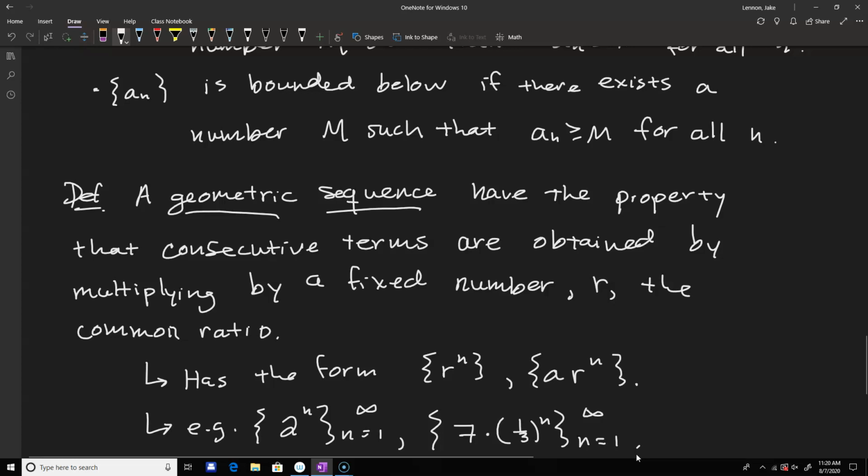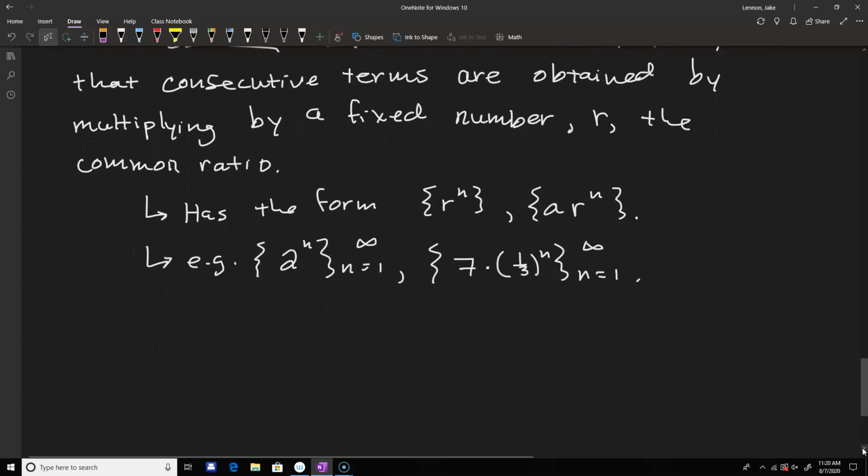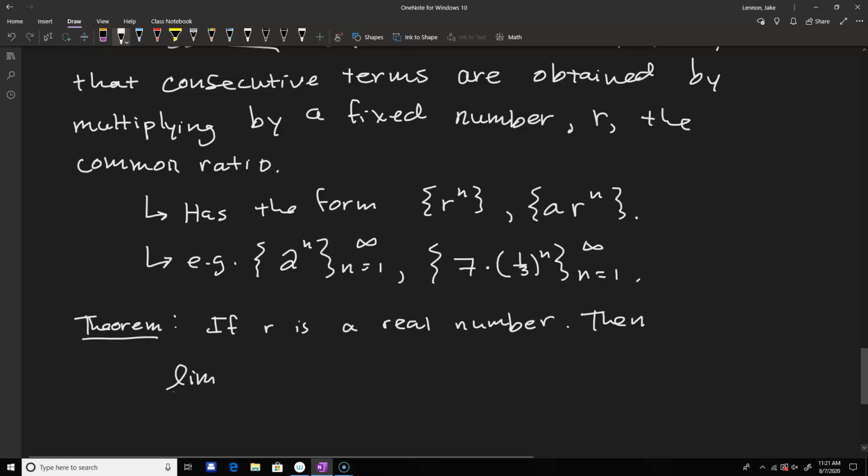And geometric sequences are going to be very nice because we can always tell their limits very easily. It's either going to go to 1, 0, or will not exist. This is a theorem that is not so hard to prove and should be pretty obvious to you. So if r is a real number, there's only a few possibilities for the limit of a geometric sequence. And soon we'll see that these are nice for infinite series as well, because we can find their limits quite easily too.